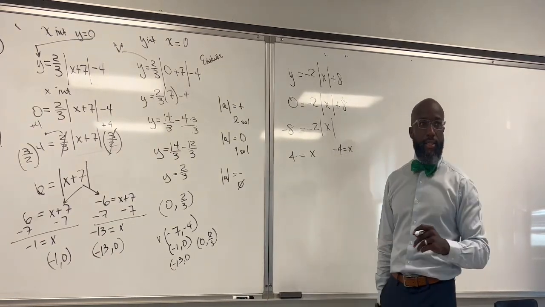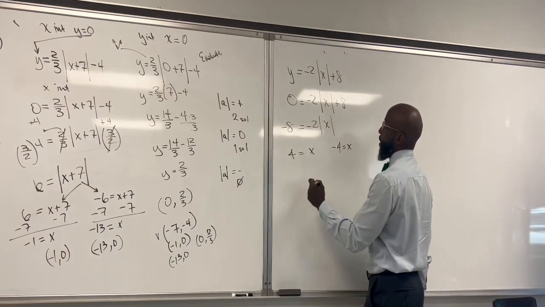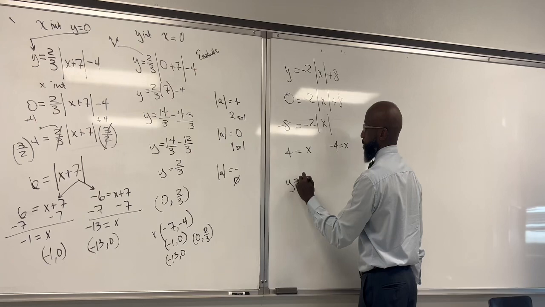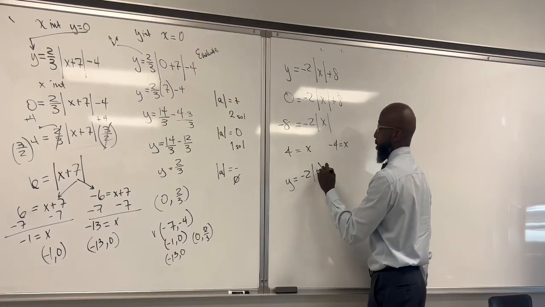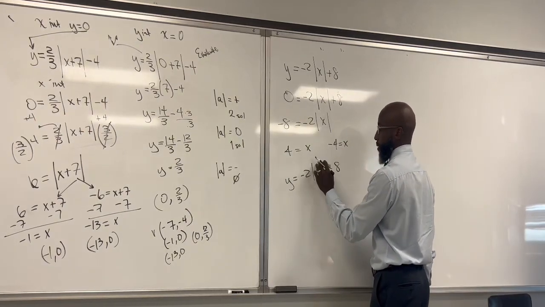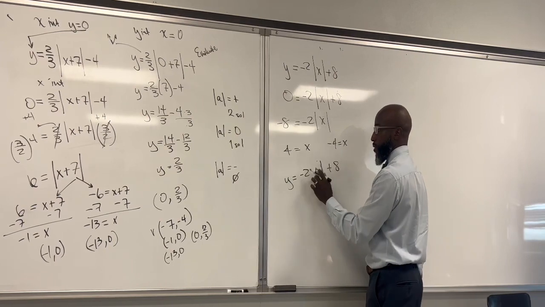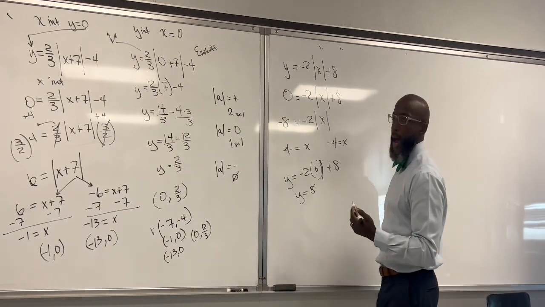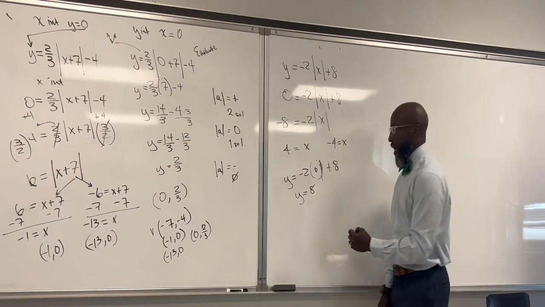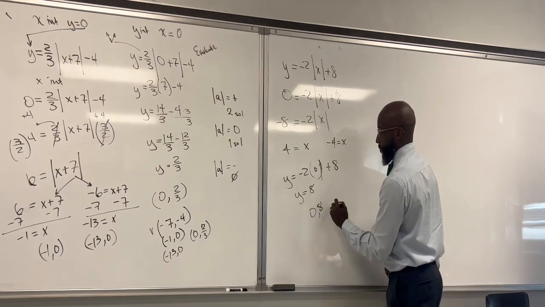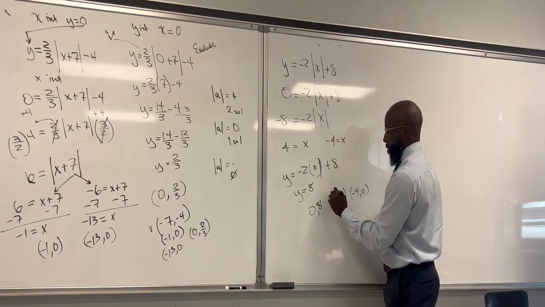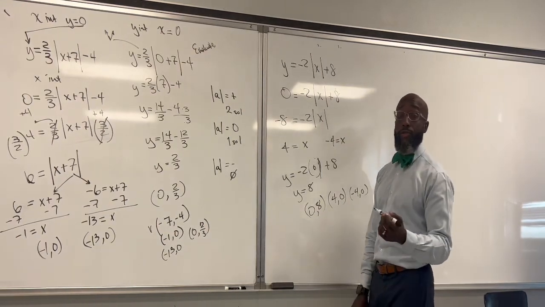That's our x-intercept. Our y-intercept is going to be: y equals negative 2 times the absolute value of 0, plus 8, right? 2 times 0 is 0, so y equals 8. So our y-intercept is 8. All right, so we got 0, 8, 4, 0, and negative 4, 0. Those are our 3 points. That was really, really fast.